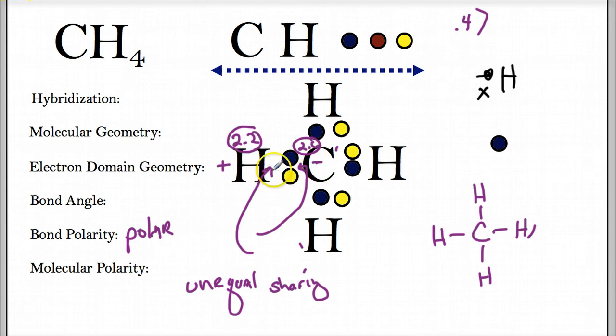But sticking to New York State regions, this is a polar bond because they have two different electronegativities, and you should know that they're being shared unequally because the stronger one pulls the rope a little closer and this side feels it a little more. Okay, moving forward.